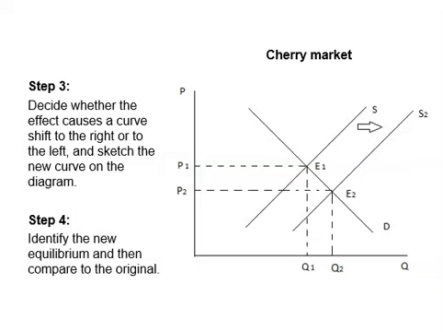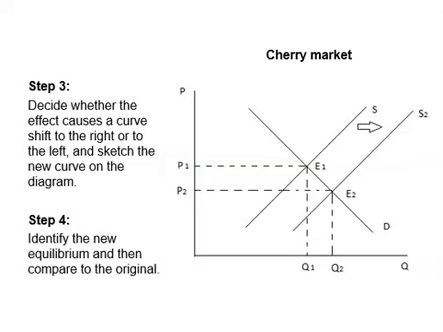Step 4. Identify the new equilibrium and then compare to the original. As you can see on the graph, the new supply curve S2 cuts the old demand curve at point E2. This is the new equilibrium in this cherry market. The new equilibrium price is P2, lower than P1. The new equilibrium quantity is Q2, higher than Q1.